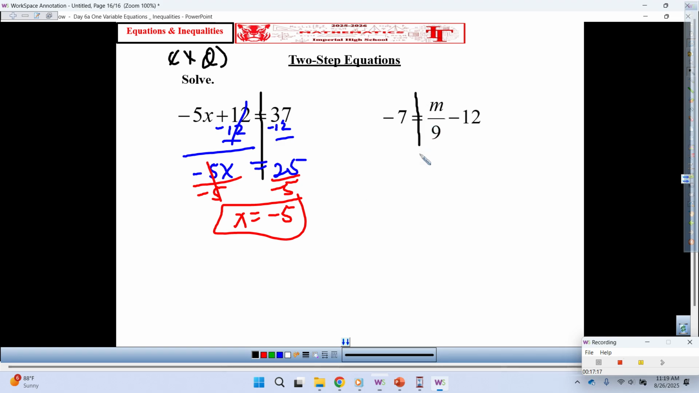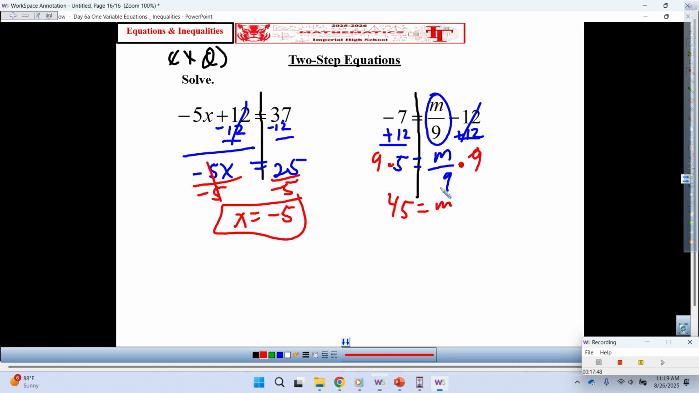Here we go. Line down the equal sign. Can we simplify the left side anymore? No. How about the right side? No. Therefore, we need to leave m by itself. So, we need to leave this by itself. What do we do? Inverse operation. So, plus 12, plus 12. We're left with 5 equals m divided by 9. We need to get rid of the 9 since the 9 is dividing. What is the inverse? Multiply times 9. 45 equals m.